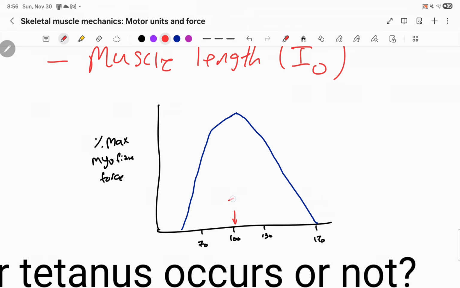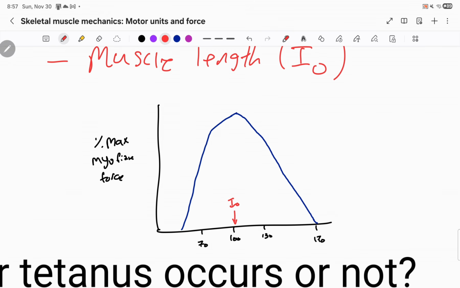This is the optimal length. And at the optimal length, this is the resting length of the muscle fiber, and it already is at its highest force production. At this point, if we were to draw a sarcomere, okay, there is equal and the most optimal overlap between the myosin cross bridges, between the myosins and the thin filaments. So there's a lot of cross bridges formed here. This is the optimal length.